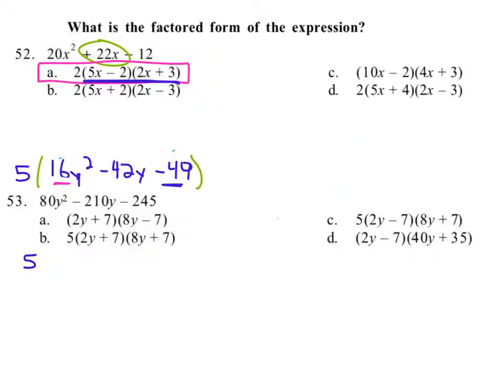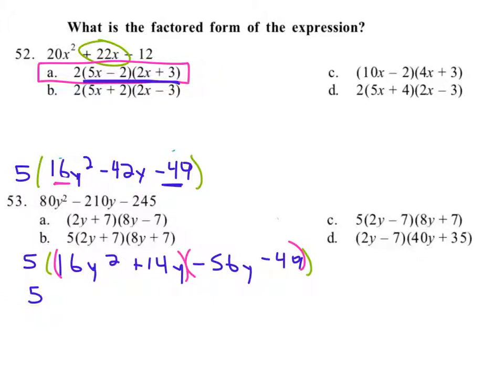Anyhow, then what we've got is we're going to write out 5 times. We've still got the 16y squared, but that negative 42y is going to break down to be positive 14y and negative 56y minus 49. Now when we group them, we can say group that one and that one, that one and that one. We've still got a five out front. Okay, and say, okay, times, and what do we have inside?